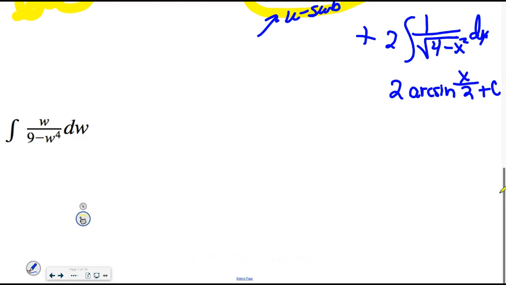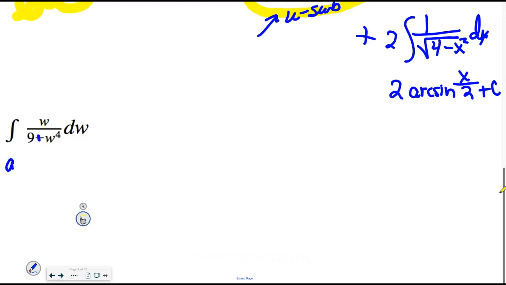Let's go to this one. I know the notes are getting long. I apologize, but it's kind of a hard topic. So this looks maybe like arc sine, but it's missing the root, right? So let's try this. Let u equal 9 minus w to the 4th. I think I have a typo here, simply because I think I meant to have that be a plus. All right, you'll see why.